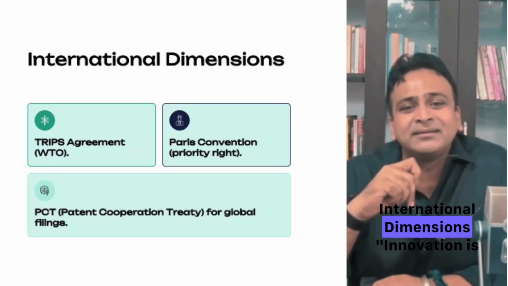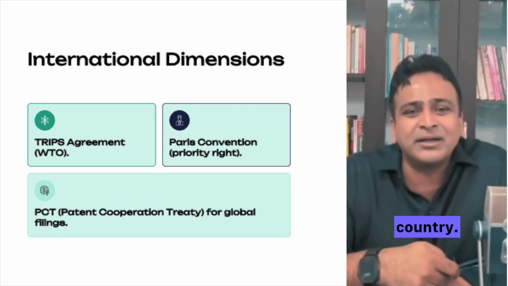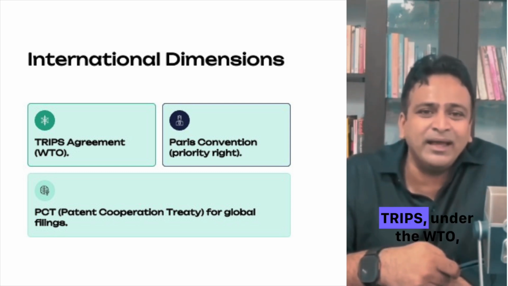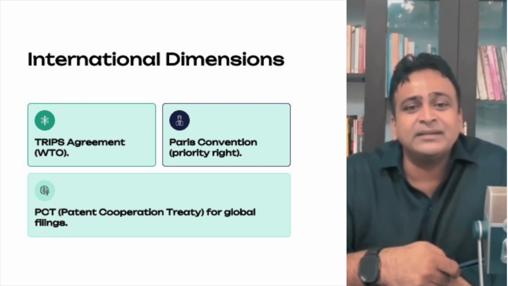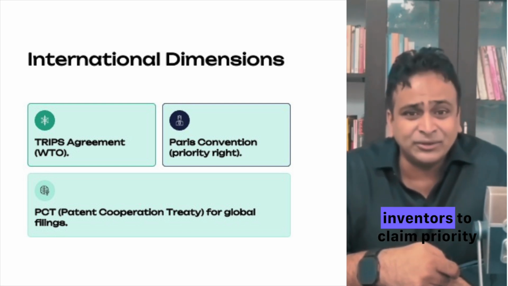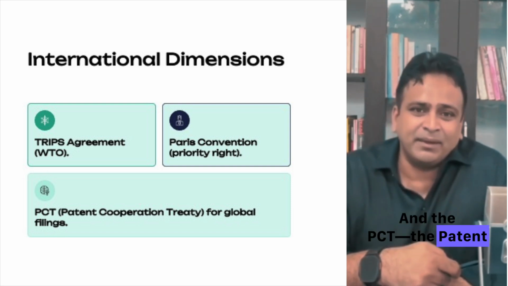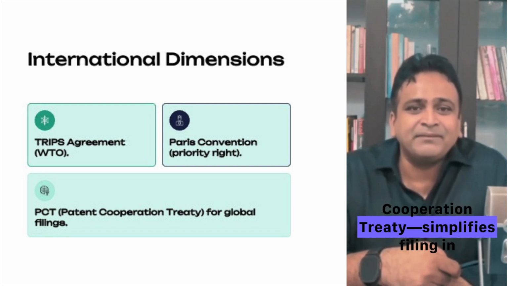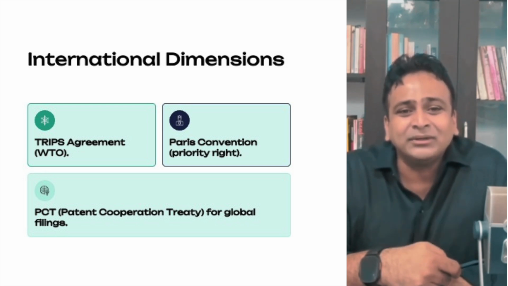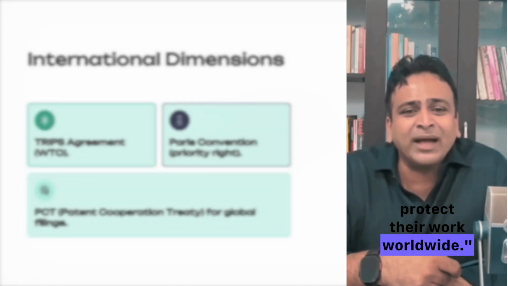International dimensions. Innovation is global, so patents can't stay limited to one country. That's why we have international agreements. TRIPS under the WTO sets minimum global standards. The Paris Convention allows inventors to claim priority across member countries. And the PCT, the Patent Cooperation Treaty, simplifies filing in multiple countries with one international application. These frameworks make it easier for inventors to protect their work worldwide.